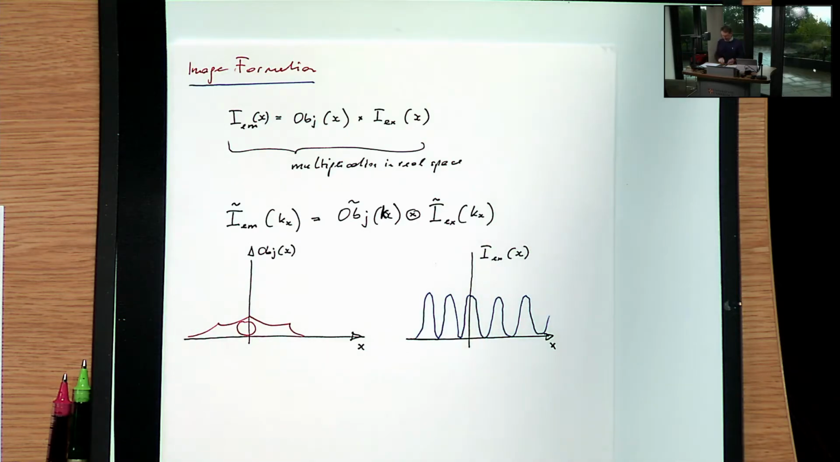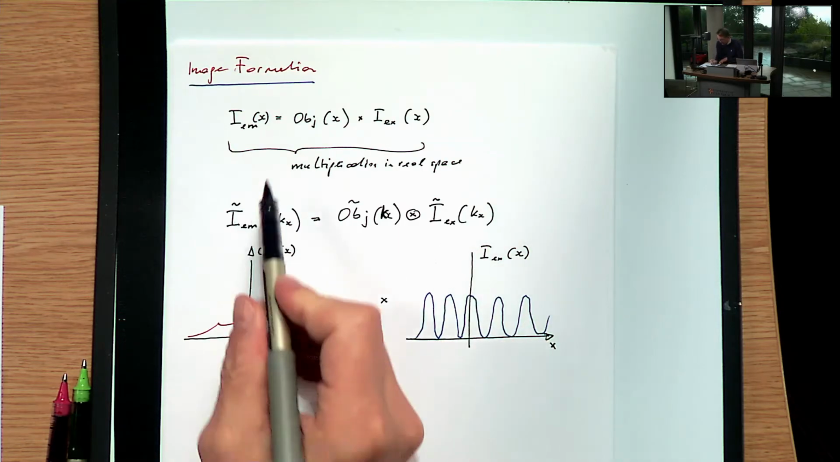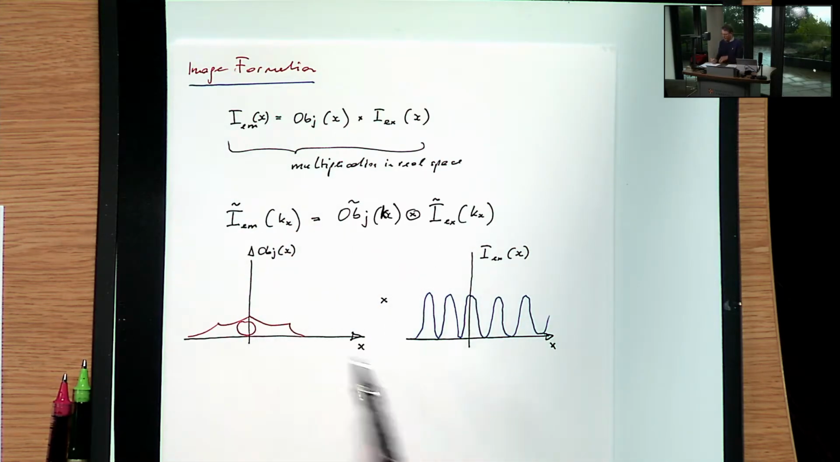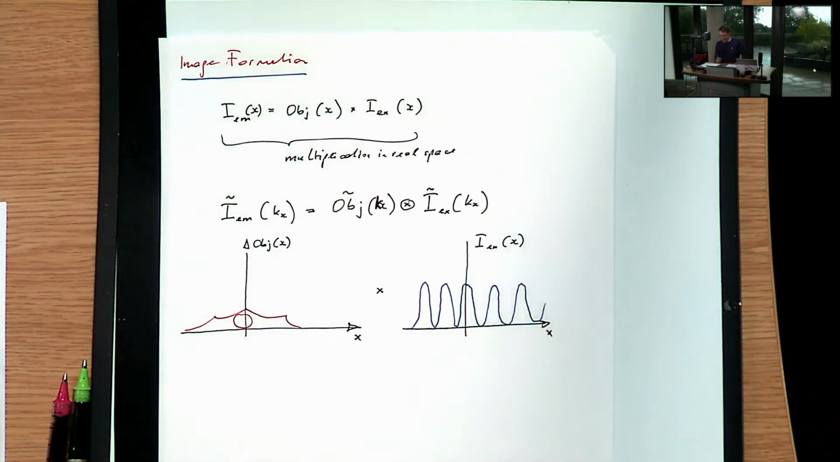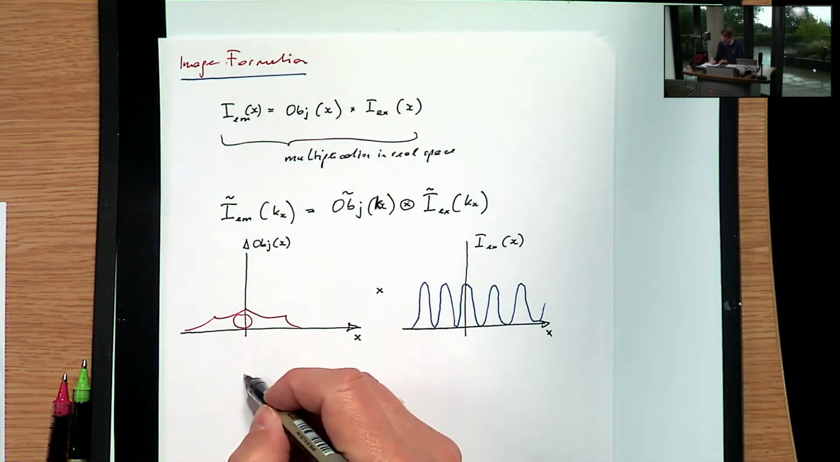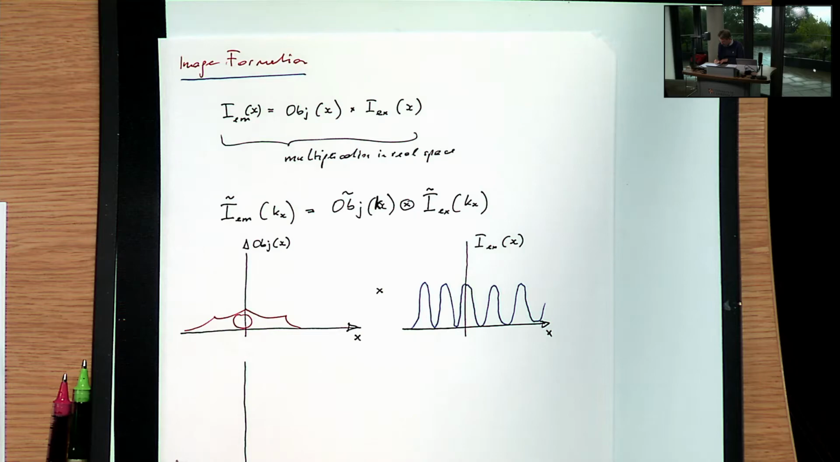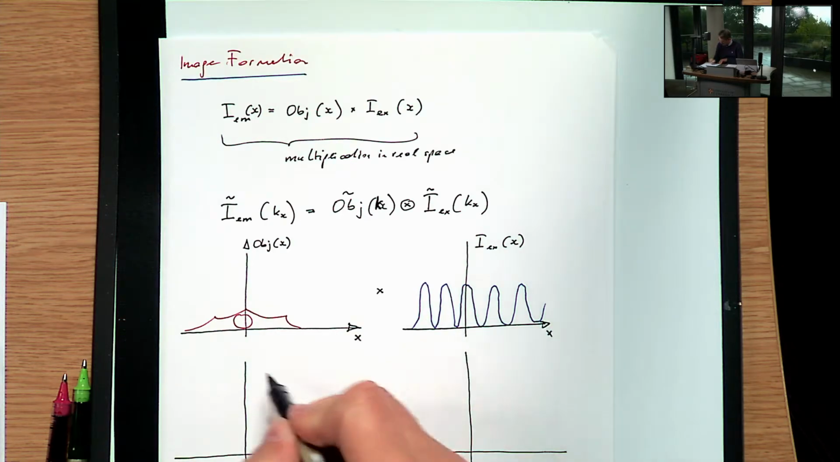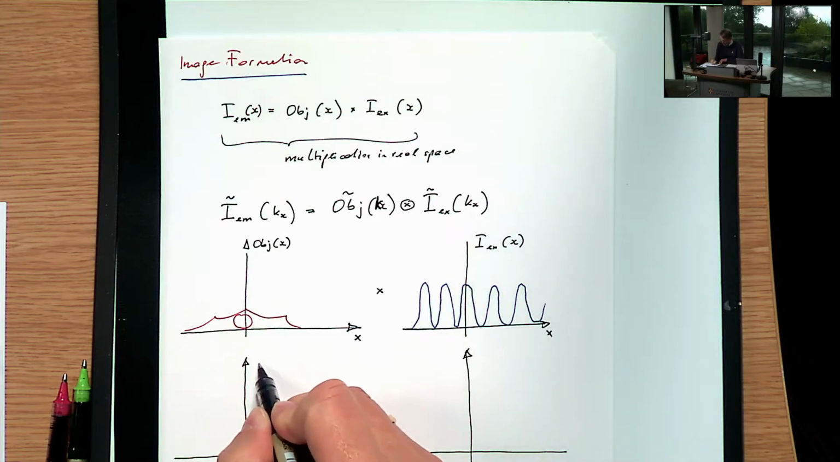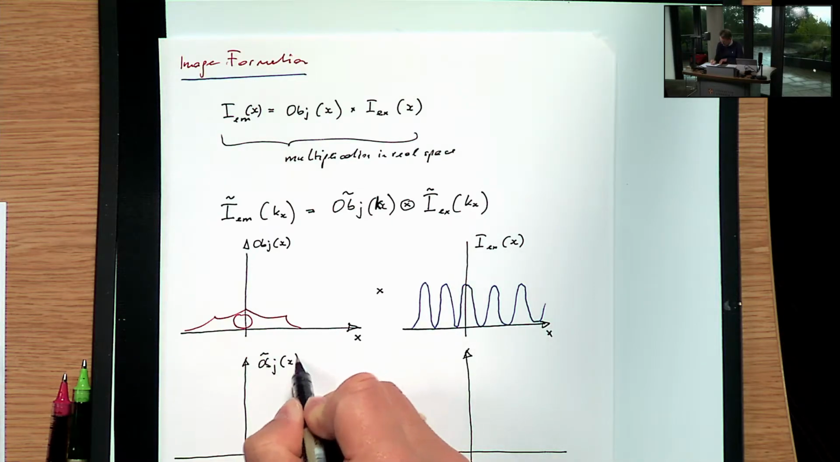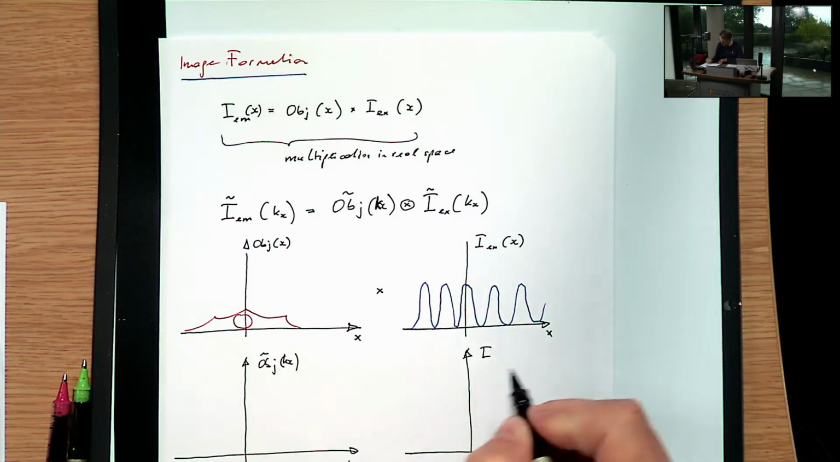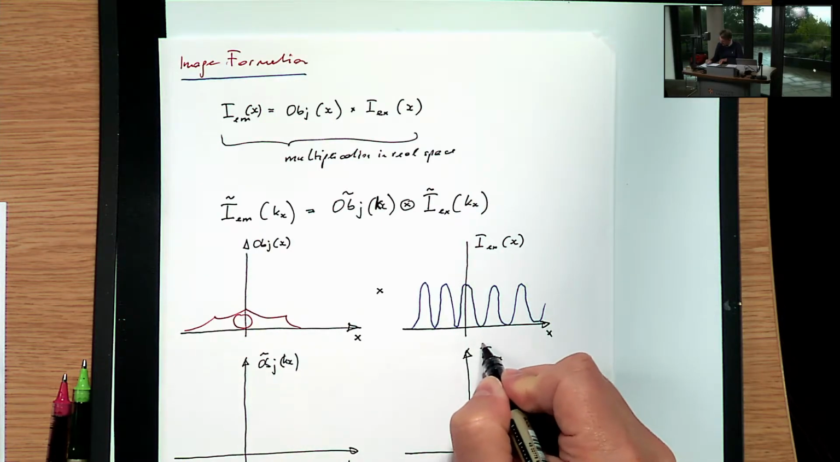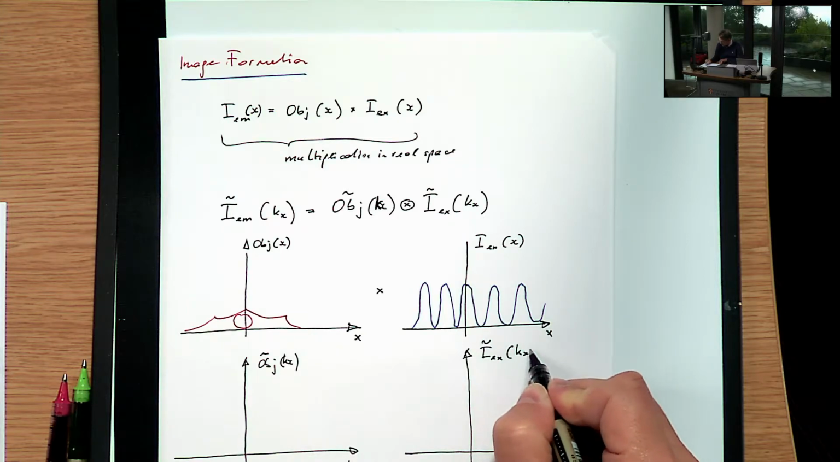And the emission pattern in real space is of course a product of the fluorophores times their excitation. So what is that now in Fourier space? In Fourier space, this same thing will be now a function of spatial frequency. This is the Fourier transform of the object function, this is kx, and this is the Fourier transform of the excitation function.